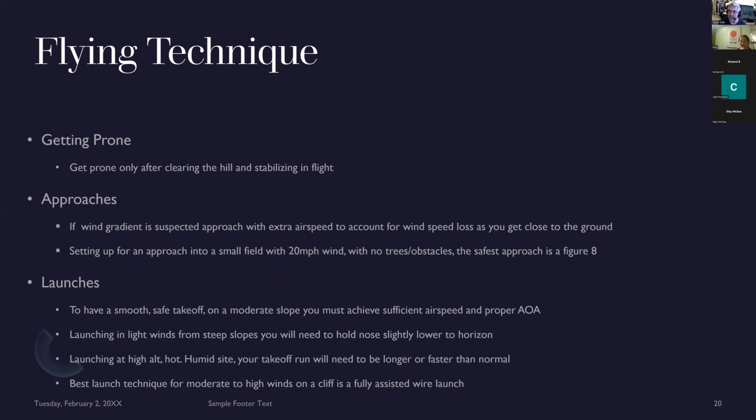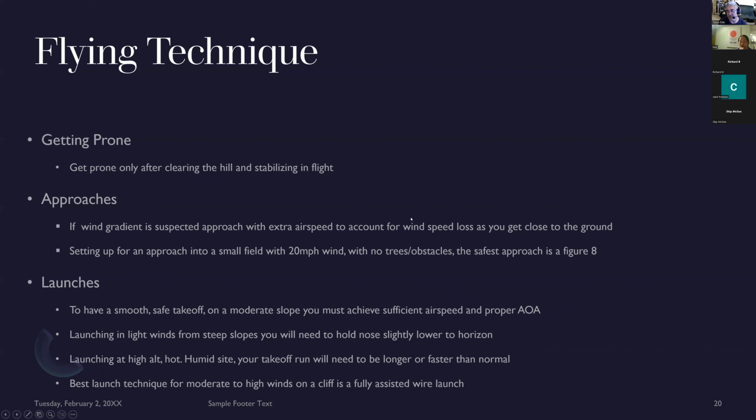Approaches. If wind gradient is suspected, an approach with extra airspeed to account for wind speed loss as you get close to the ground, like we were talking about, is advised. Set up an approach to a small field with 20-mile-per-hour wind with no trees or obstacles. The safest approach is a figure 8. Everybody talks about downwind, base, final, but if you're approaching a small field and you don't know what the conditions are on the ground there, you can do figure 8s in the back of the landing zone until you get to the altitude where you're ready to make your approach. Okay.